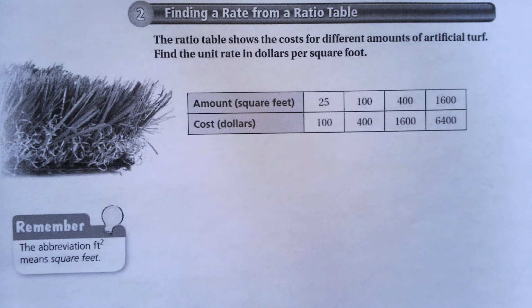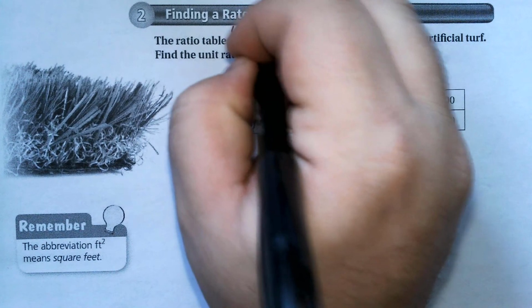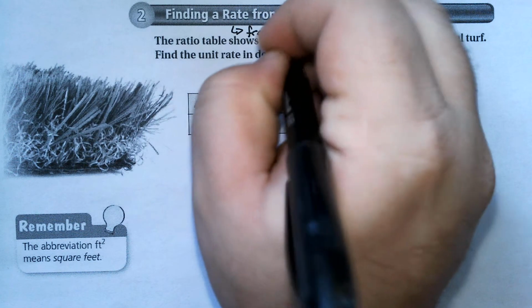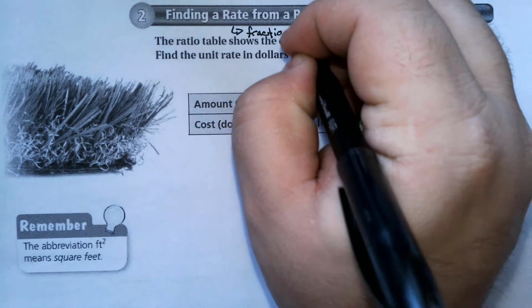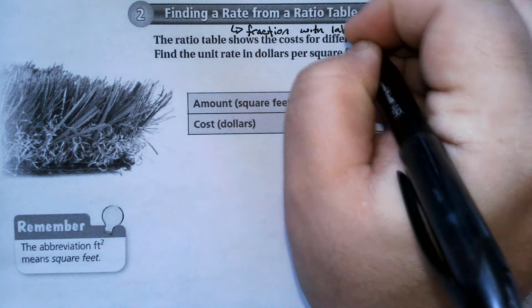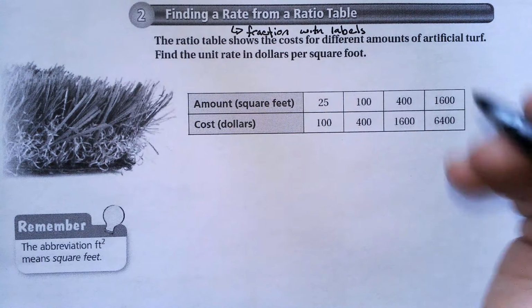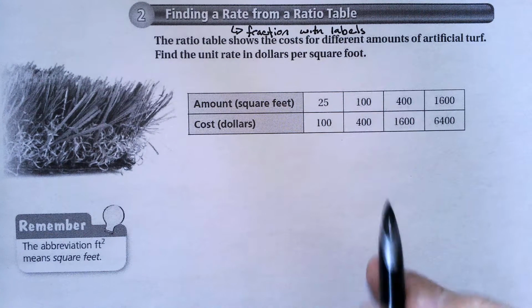Today we're talking about finding a rate from a ratio table. So, again, when we see the word rate, we automatically think and know that we're going to need a fraction. So, rate is fraction. But we also know it's going to need to be with labels, meaning we just need to know what that numerator means. It's not just 3 what? And we got to know what that denominator means.